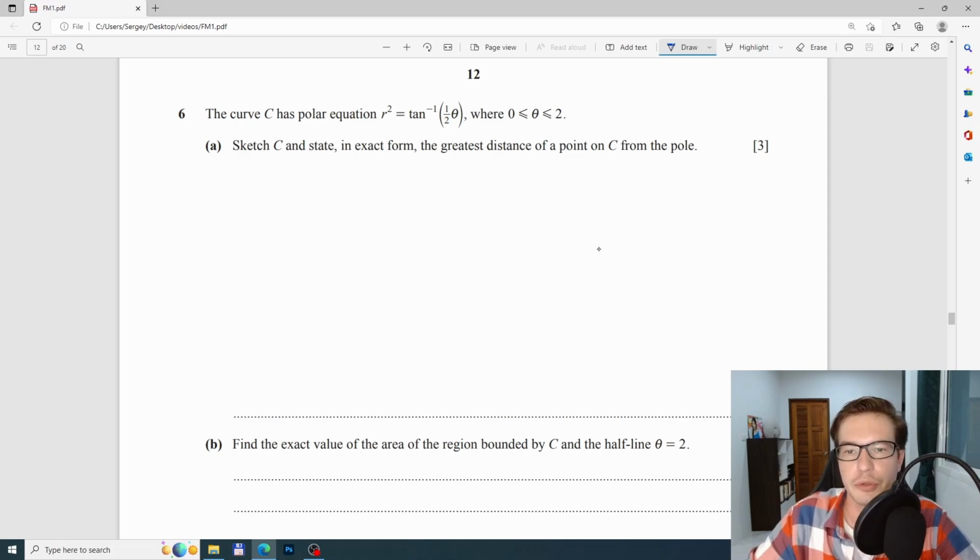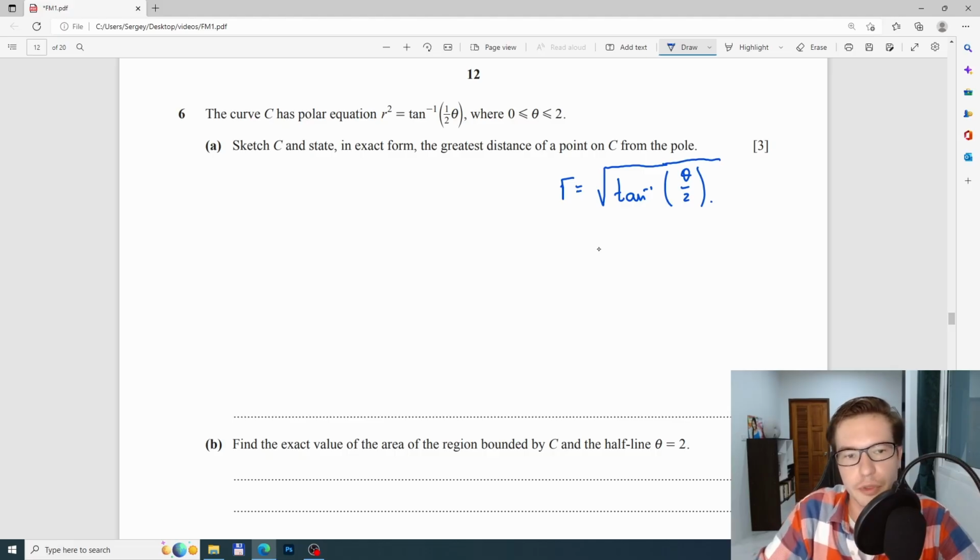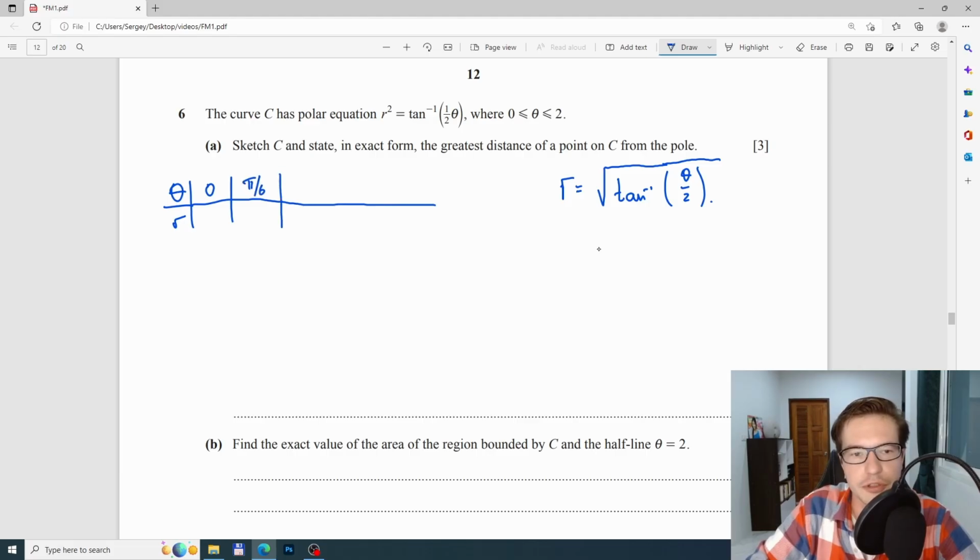And first of all, I will make sure that I take the square root. So it's going to be the square root of inverse tangent theta over 2. Now, what I'm going to do is just draw a table. So theta is going to be 0. I will pick pretty much traditional values: pi over 6, pi over 4, pi over 3, pi over 2. Okay, and the highest value is 2 radians.